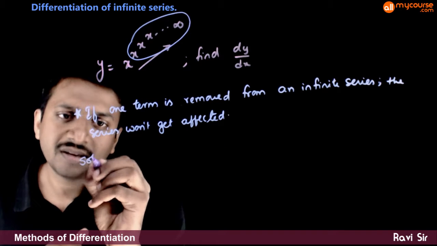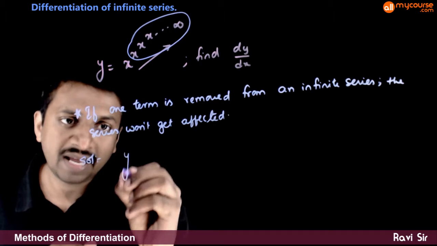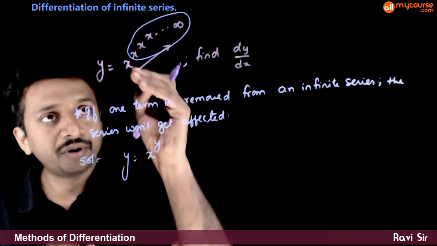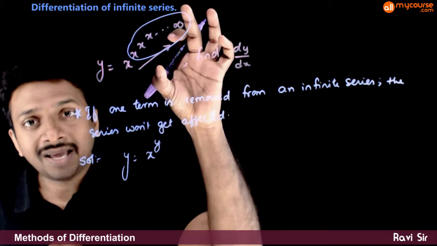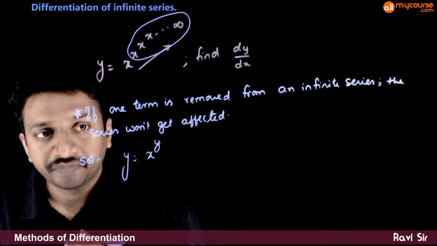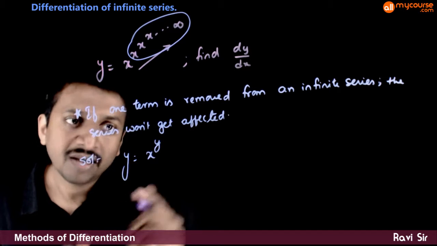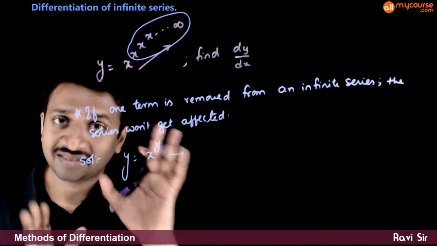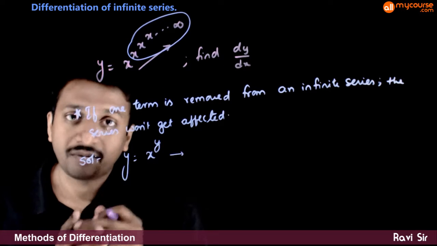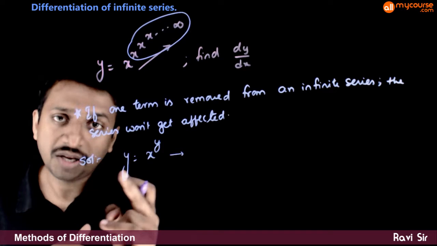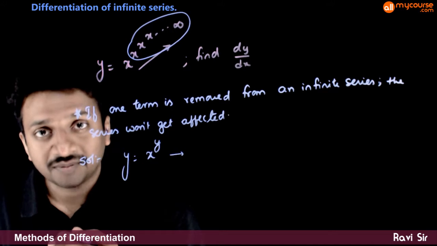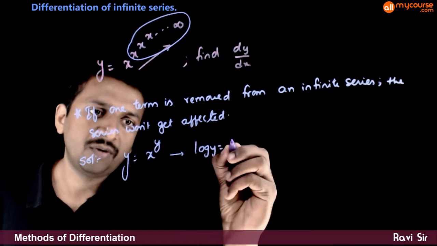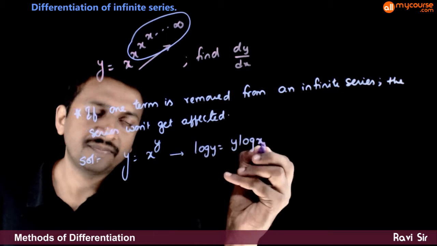So what we do is, before differentiation we write y is equal to x to the power y again. Because if you remove one x from y, the remaining expression will also be equal to y. So y is equal to x power y. So once you get this expression, the infinite series has disappeared. It has become a straightforward problem of differentiation. So you can use our logarithms to differentiate this. So log y is equal to y log x.